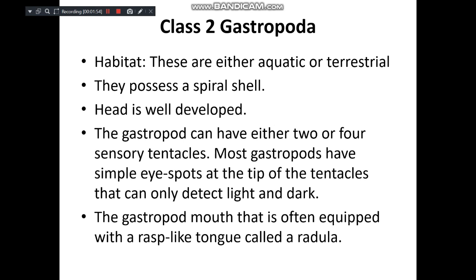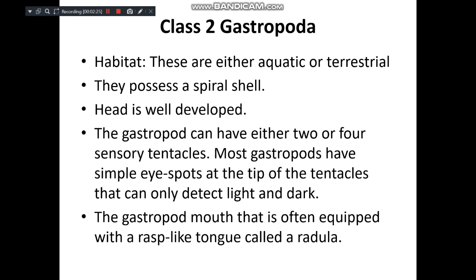In the head region, you can see either two or four sensory tentacles. And most of these gastropods have a simple eye spot at the tip of the tentacle. They cannot see with the help of that, but they can sense the presence or absence of light. That means they can sense daylight as well as the darkness.